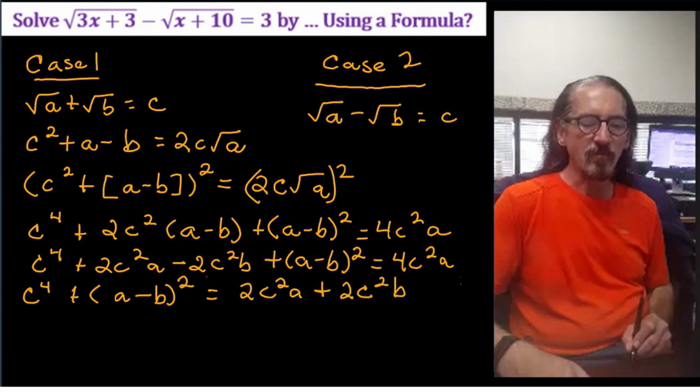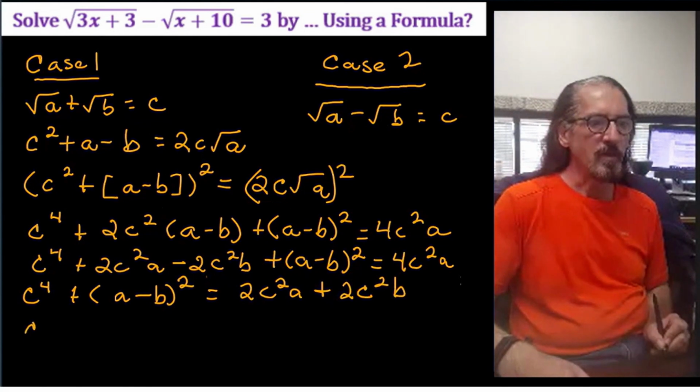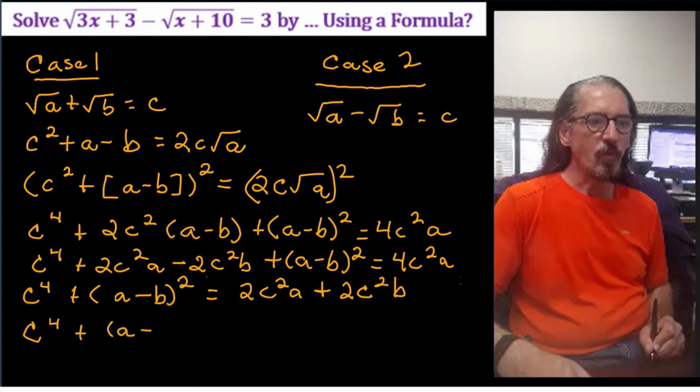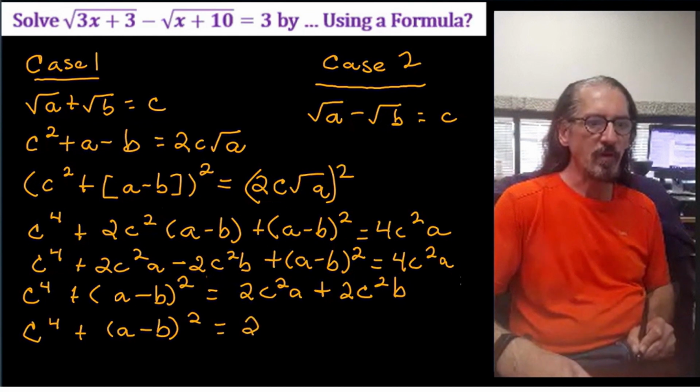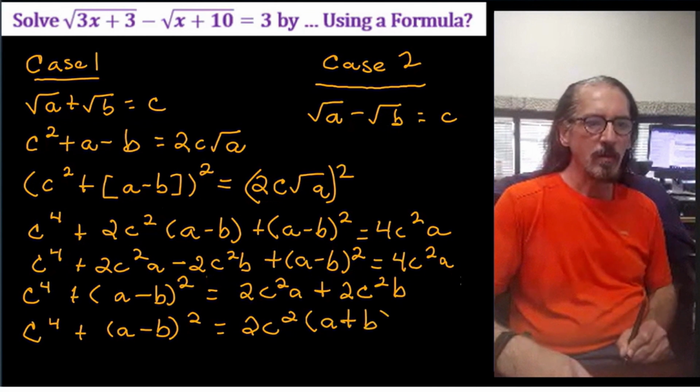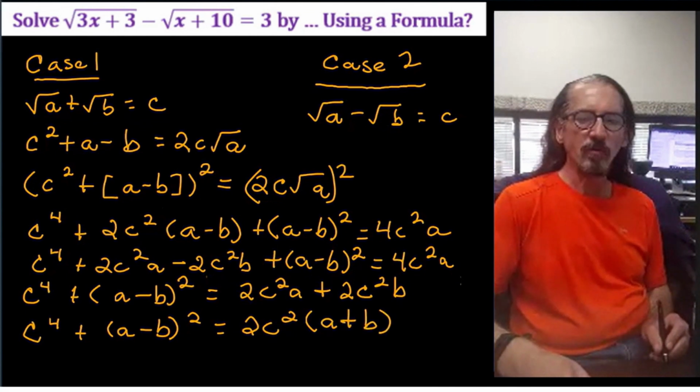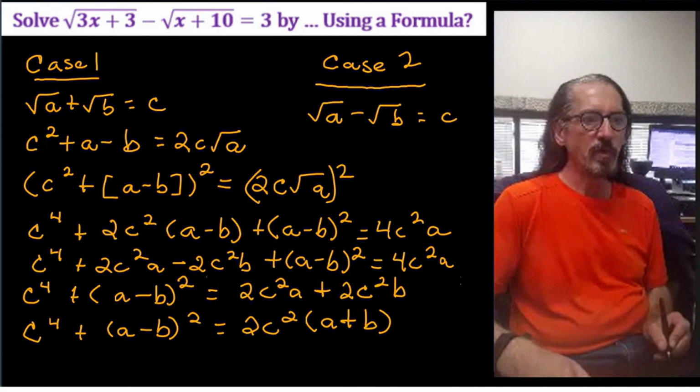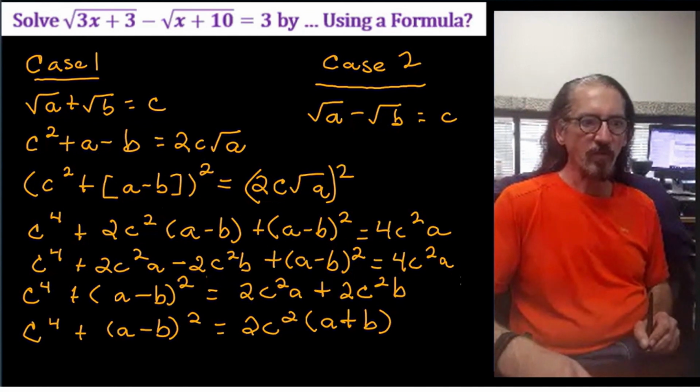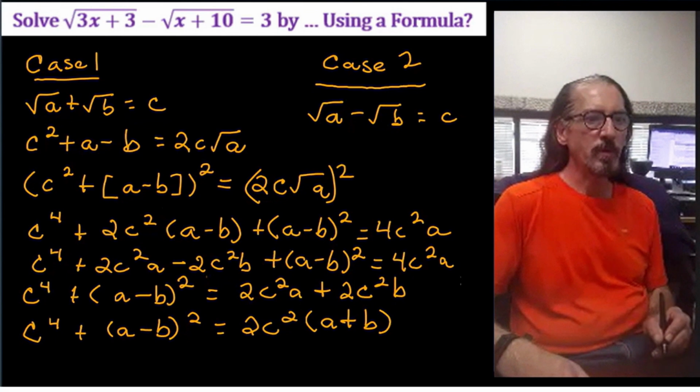And I'm going to factor out 2c squared on the right-hand side. That is the format in which I've been writing this formula that I've developed. And again, because we showed case 1 and case 2 both lead to this line right here, then both case 1 and case 2 will lead to the formula. So now let's apply this to the example shown up here.